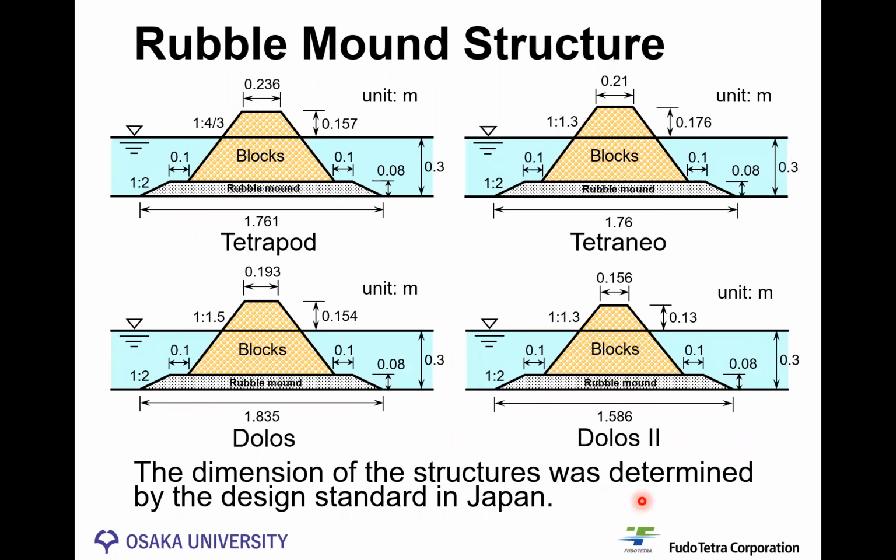The profiles of the rubber mound structures are shown here. Tetrapod, Tetraneo, Dolos, and Dolos 2.